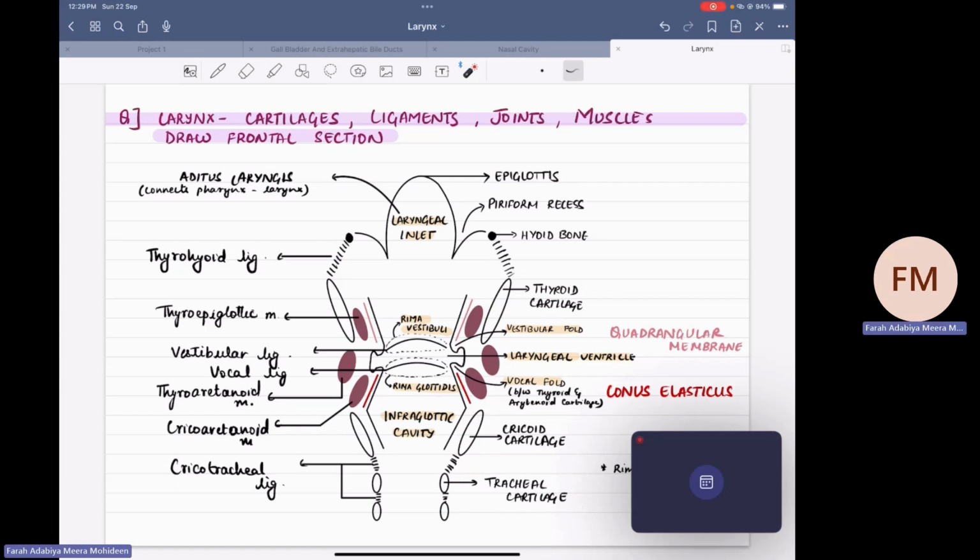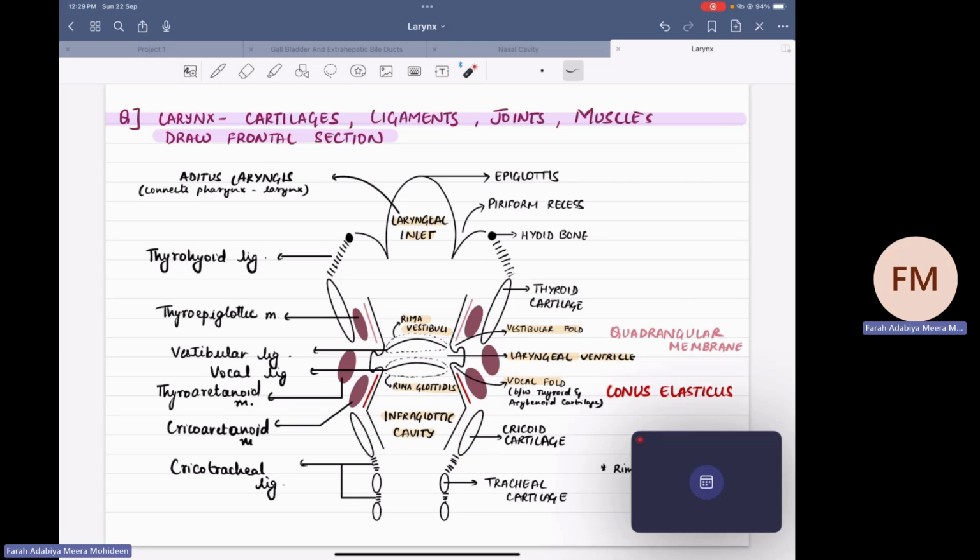Then you have two major membranes that you're supposed to talk about here, which is your quadrangular membrane, this part, and your conus elasticus. We'll talk about all of these in detail later in this video, but this is a major frontal section diagram that you're supposed to know. Your laryngeal inlet is also called your aditus laryngis, and it connects your pharynx to your larynx.